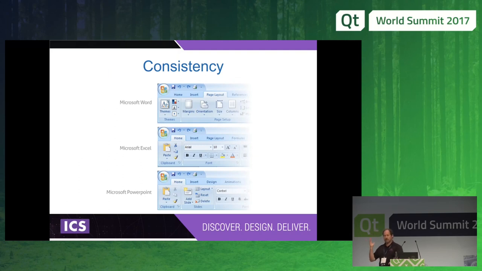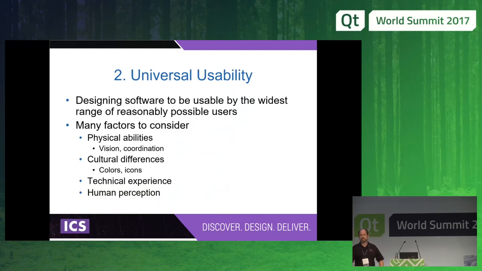This picture here is from an older version of the Microsoft Office Suite. This is when they were doing the ribbons. Whether you like it or not, it's at least consistent, right? If you look at all these and you say, yeah, okay, I see these came from the same company, they're from the same suite of software, and if I figure out how to use one of these, I will probably be able to nicely figure out how to use the rest of them. So that's consistency.